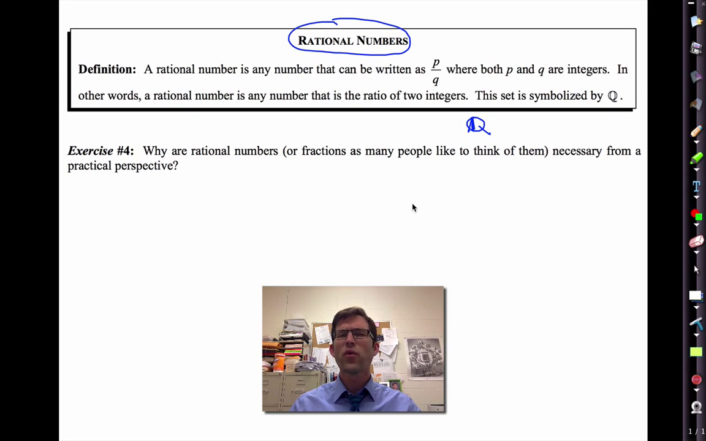Exercise 4 says, why are rational numbers, or fractions, as many people like to think of them, necessary from a practical perspective? So this is where I want you to pause the video and say, well, I'm annoyed by fractions. I don't like fractions. As the old joke goes, 4 out of 3 people don't even get fractions. So the question is, if they're so obnoxious, why do we even need them? Anyway, pause the video now and think about that.